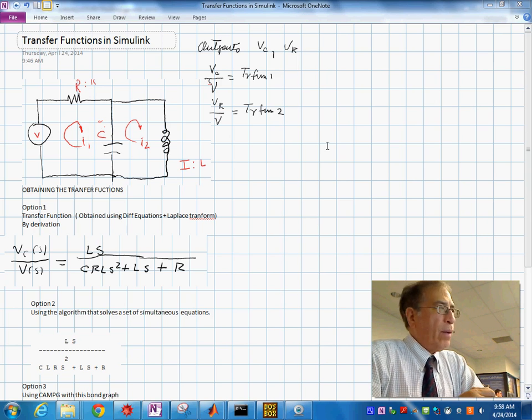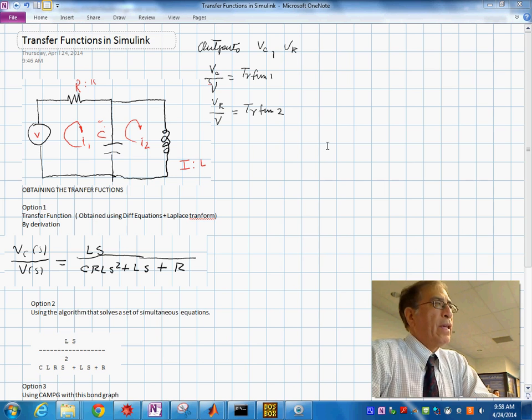So what I outlined for you here as we start this objective is to have the simple circuit that we were talking about in previous lectures. And first of all, find the transfer function.